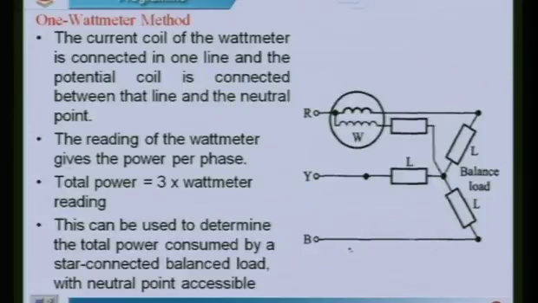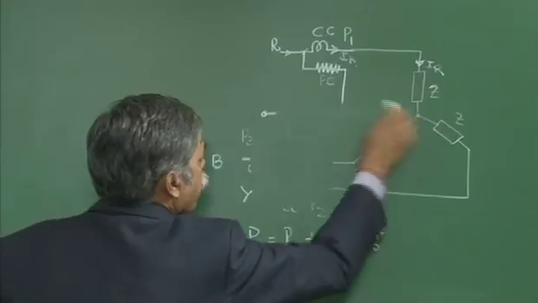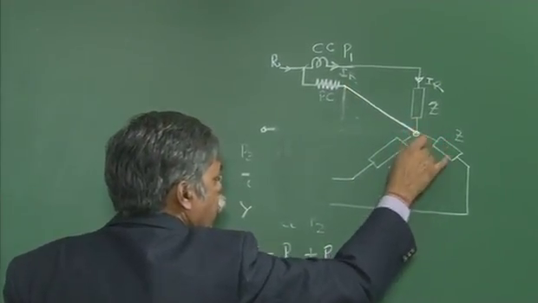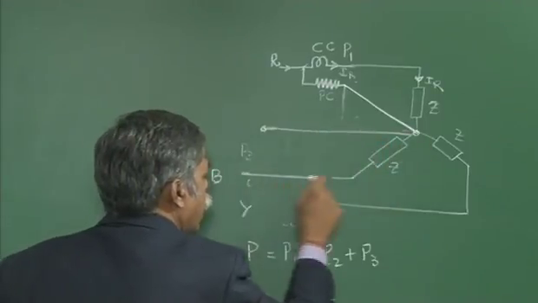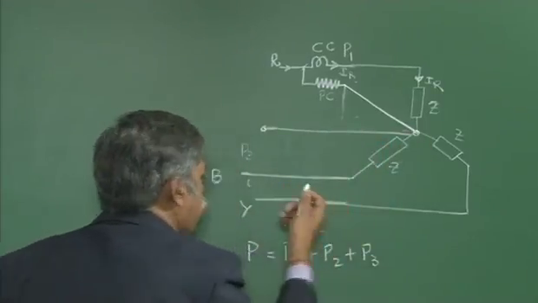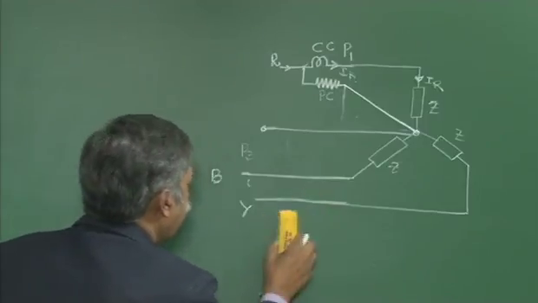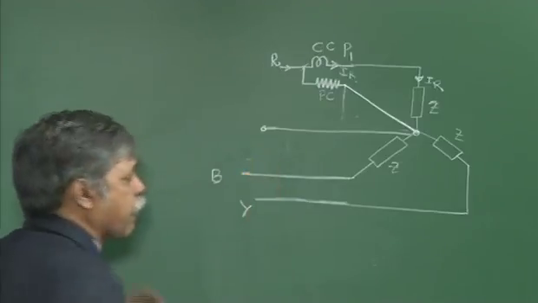Now I am using only 1 wattmeter. So I can, as I told you, connect the wattmeter like this also. The neutral point and Y phase, B phase are not available. I will not be connecting any meter there. So I have only connected the meter in the R phase.